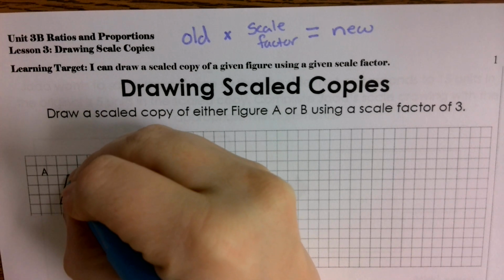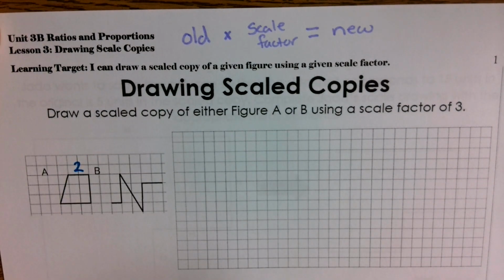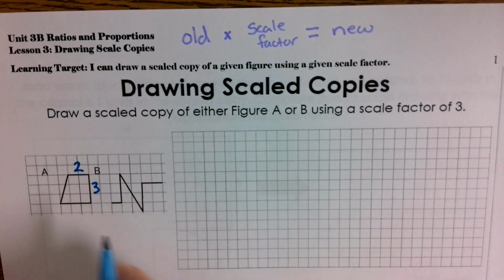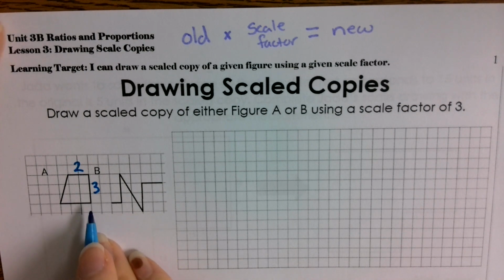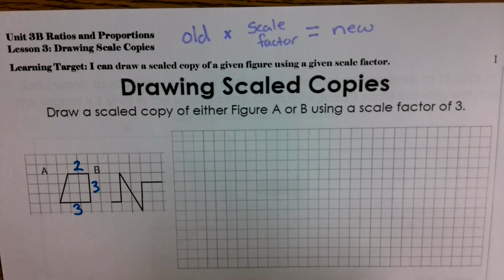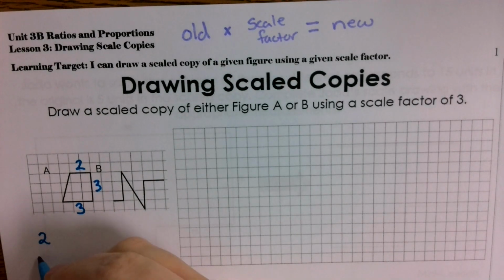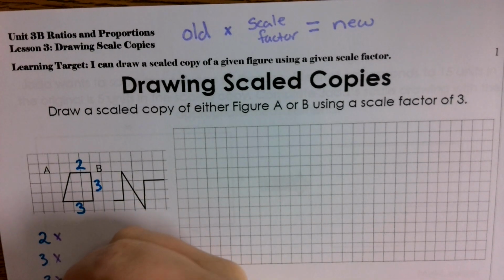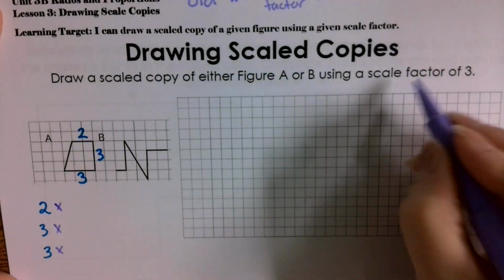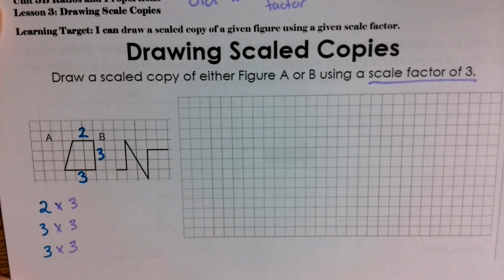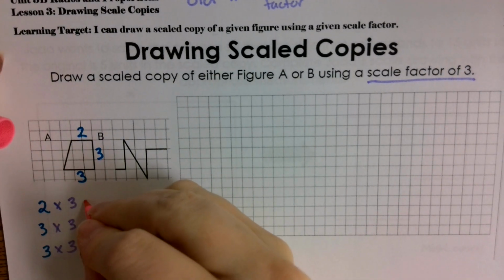I do have this measurement being 2. The vertical height is going to be 3. And the horizontal bottom base is going to be 3. Now, I don't know what the diagonal is going to be, so I'm just going to have to draw it out to figure it out. So I'm going to take each of these components, the 2, the 3, and the 3, and multiply it by my scale factor. What was my scale factor again? 3. My scale factor is 3, so I'm going to multiply each of these by 3, and that's going to come out to my new dimensions.